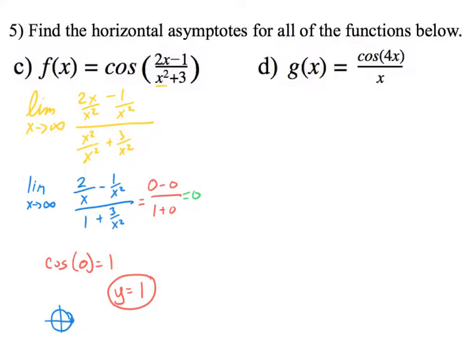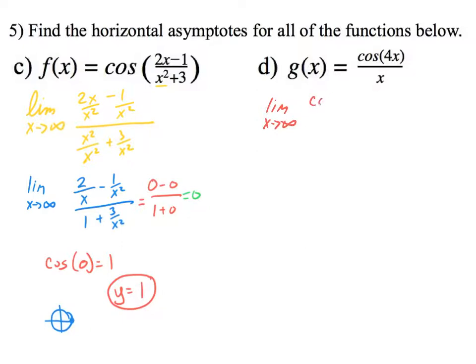That is what it's approaching as what's inside approaches infinity, which gets closer to 0. And then when you plug that 0 in, you get y equals 1 as your horizontal asymptote. You could go back and put negative infinity in, but it'd be the same answer. So let's focus on g of x here. Let's take the limit as x approaches infinity.